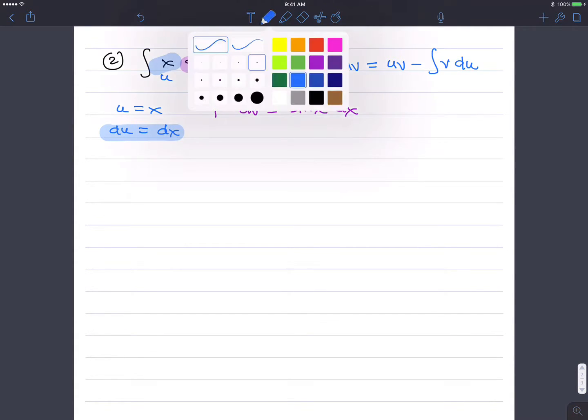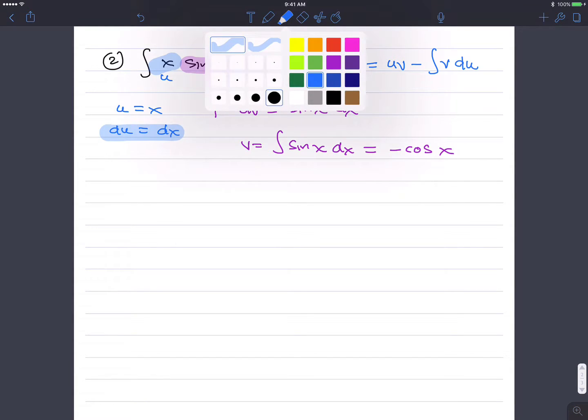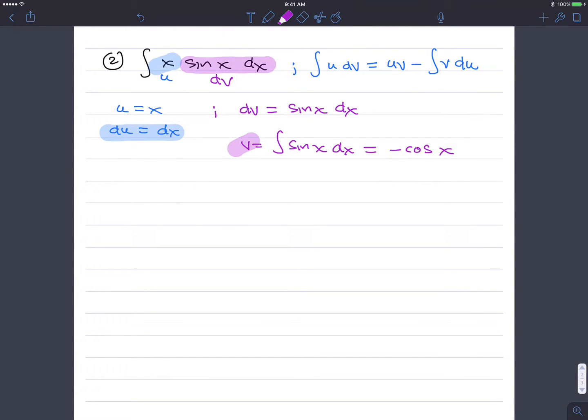So in order to get the v function, since dv is sine x dx, this means that v is going to be the integral of sine x dx. Now the integral of sine, now let's think. The derivative of cosine is minus sine. So the integral of sine is minus cosine. So we have our v function. v is minus cosine. Let's put this all together.